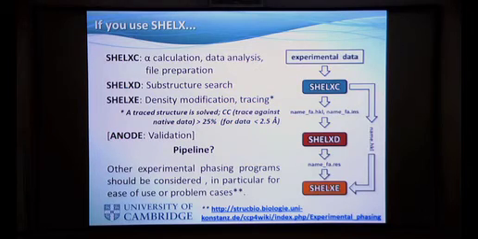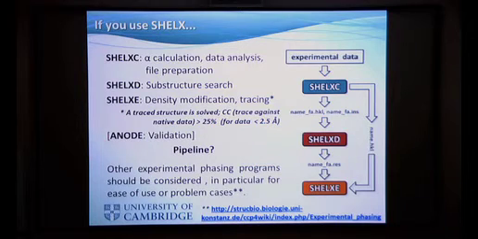Speaking of pipelines, you possibly want to use a pipeline. All these programs are command line based, and we will also today in the tutorial use them command line based, but there are graphical interfaces for them. Very many, often belonging to the synchrotron, you possibly want to use them for ease of use.